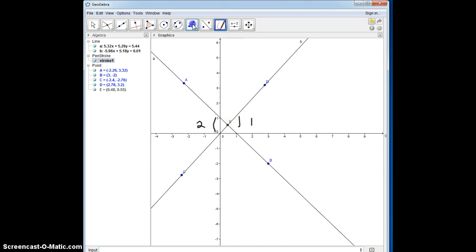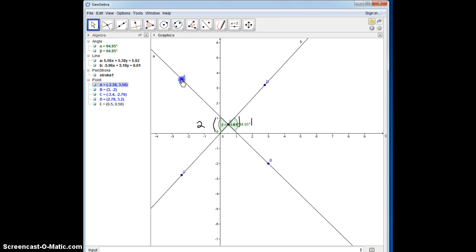And those are equal to each other, so let's just measure them using the angle tool. I'm going carefully to make sure I'm going in the clockwise direction. Vertical angles, those are both 94. This is a construction, it's arbitrary where we put these.